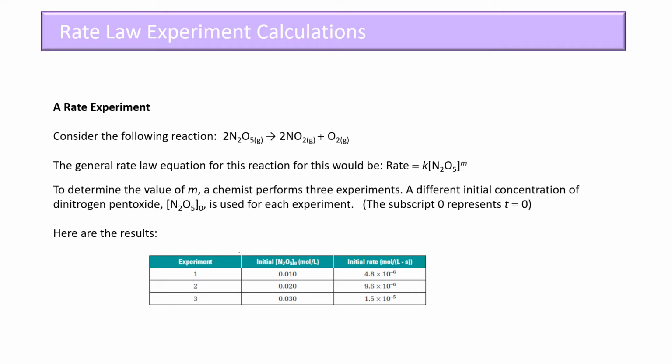To determine the value of m, a chemist performs 3 experiments. A different initial concentration of dinitrogen pentoxide is used for each experiment. The subscript 0 represents t equal to 0. Here are the results.